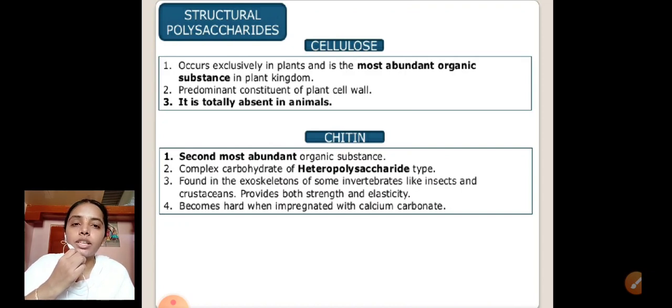It is found in the exoskeleton of some insects and even crustaceans. It provides both strength and elasticity, and it becomes hard when impregnated with calcium carbonate.